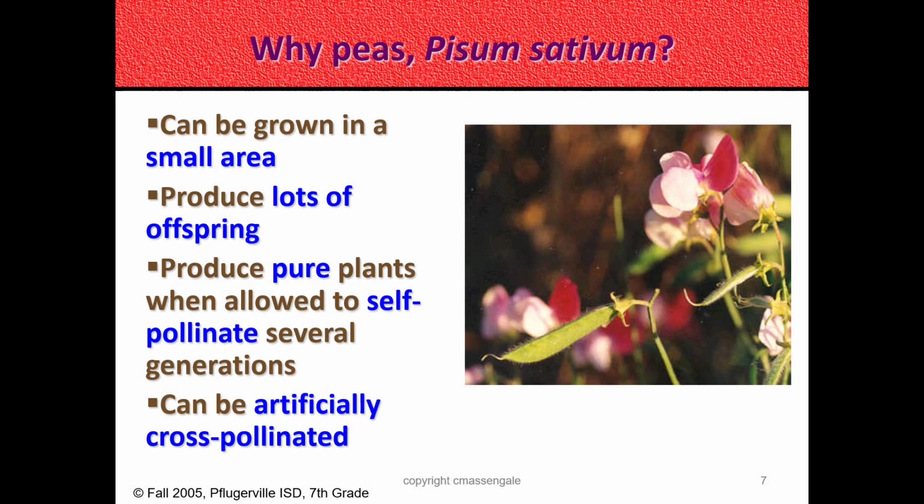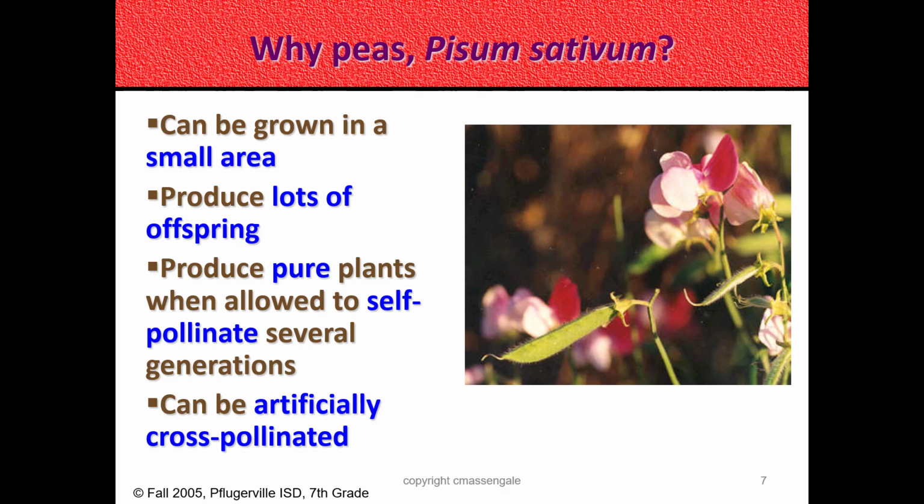So why did he choose peas? Well, you can grow them in a small area, and monasteries don't tend to be very long. They also make lots of offspring. That gives you a chance for lots of data. They can produce something called pure plants, which is not something you can do with a lot of other species. So you can take a plant and you can make it have babies with itself, like these little clones. And if you pollinate with itself for many generations, you get these pure plants or clone plants, and they only have their own traits. They're not crossbreed with anything else.